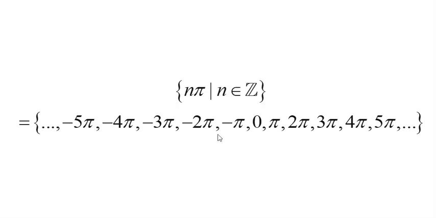So I just want to make sure you understand that notation. It's a compact way of doing that. We would say this is all the set of n pi, or n times pi, such that, the vertical line means such that, n is an element of the set of integers. So that's how we could read that. And this is just a shorthand notation for writing this infinite set. Okay, so with that in mind, we can go forward with our examination of properties of graphs of trig functions.